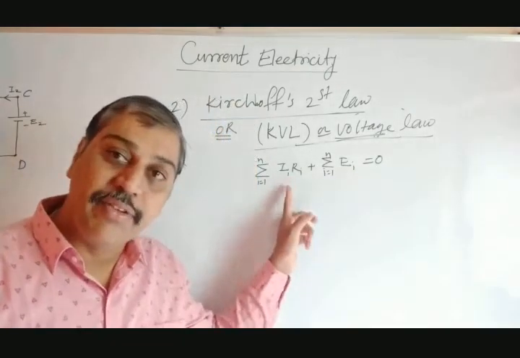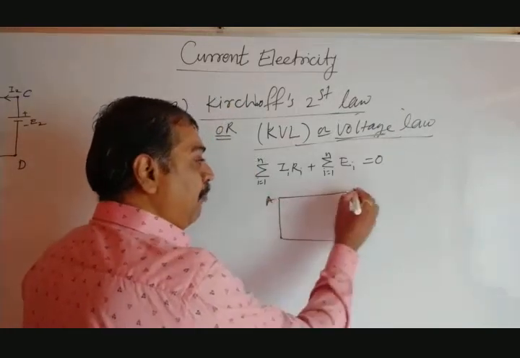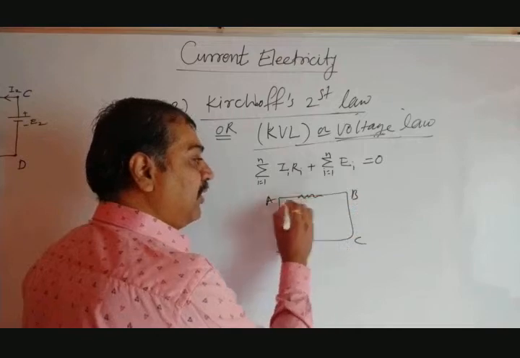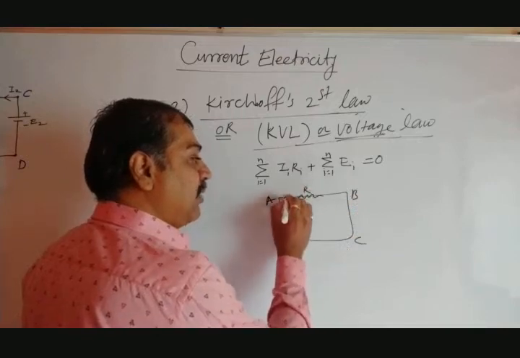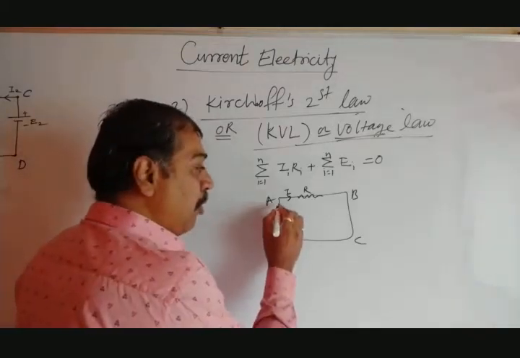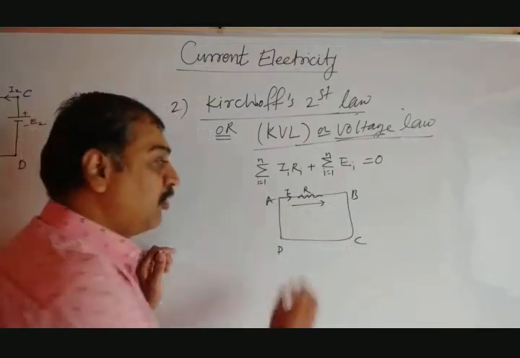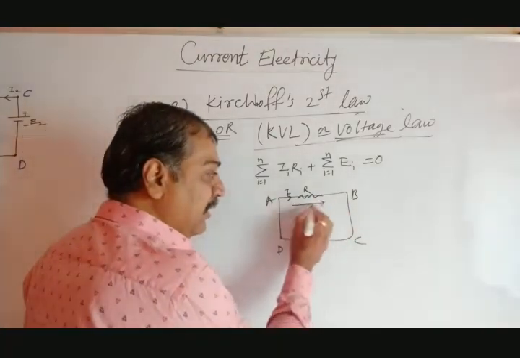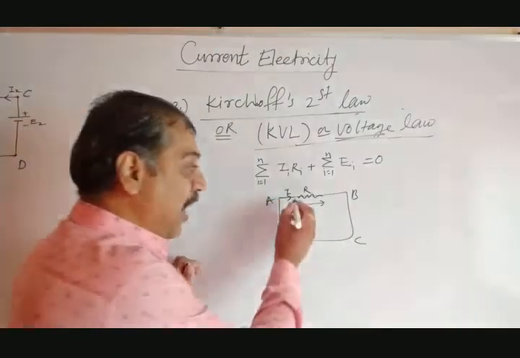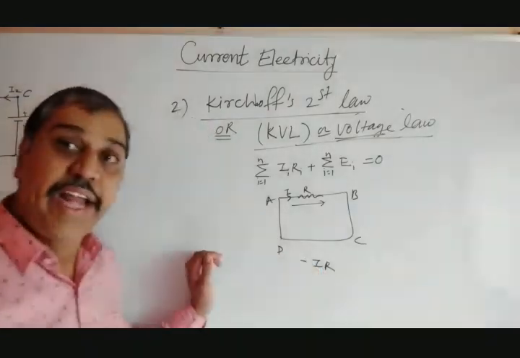taken as negative. Suppose we are going around a loop like this, A, B, C and D. Here suppose some resistance is there, say R, and here it is some current I. We are moving from A to B like this. This is the direction of tracing the loop. So when we go from A to B in the tracing direction, and the current is flowing in the same direction, then this potential I into R must be taken as negative.